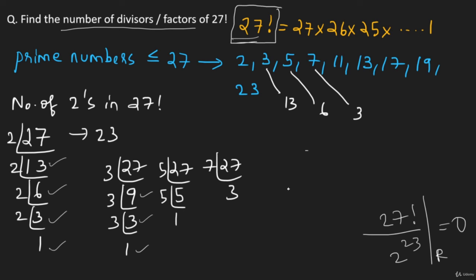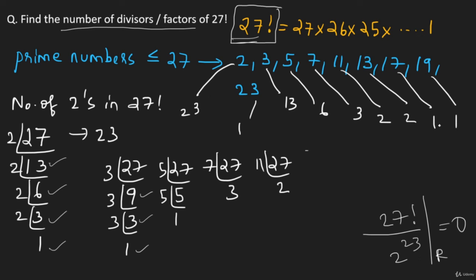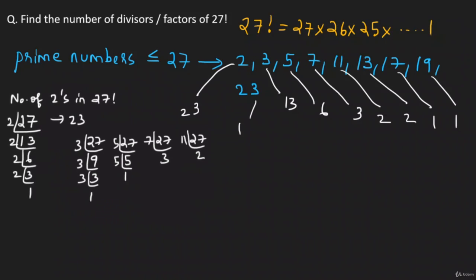Similarly, you will see that in the case of 11, 27 divided by 11 is just 2, and you have to stop over here. So the highest power of 11 in 27 factorial is 2. Similarly, you can find out the highest power of 13 will be 2, 17 will be 1, 19 will be 1, and 23 will be 1. So these are the highest powers of these prime numbers that are there in 27 factorial. All right, let's keep that aside.